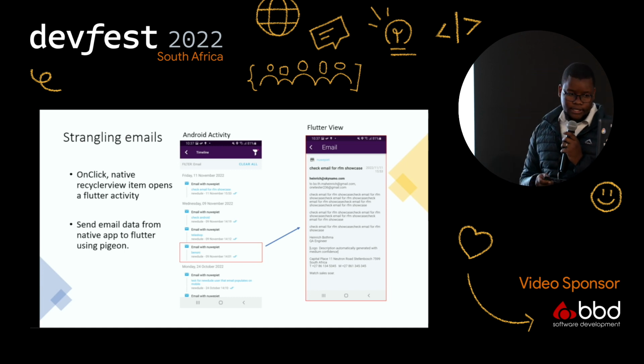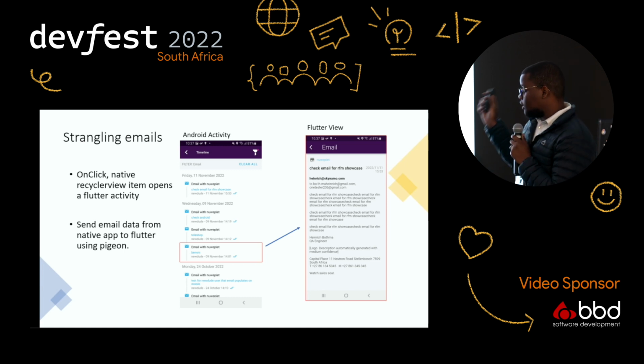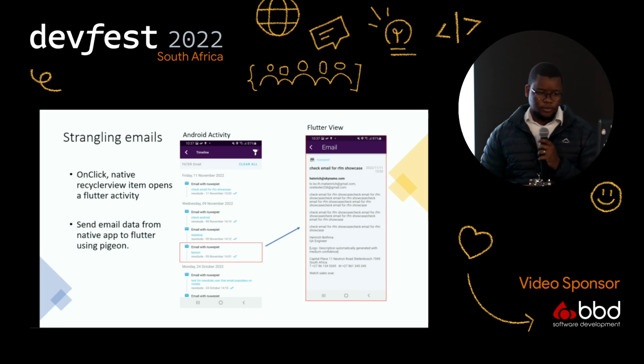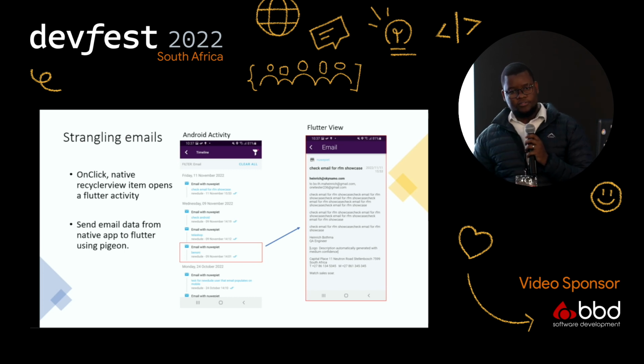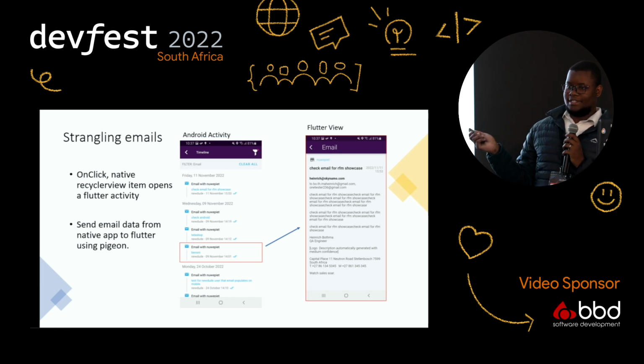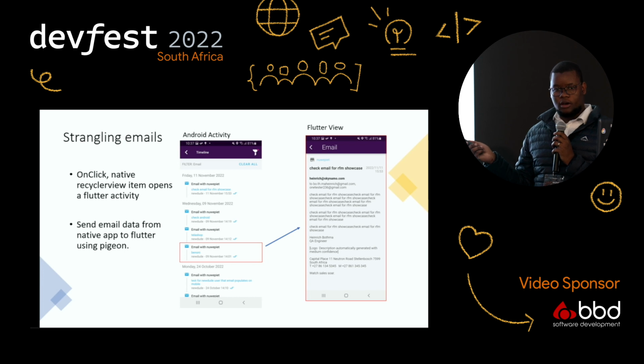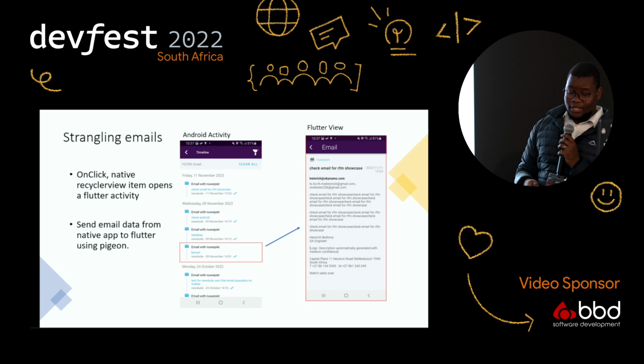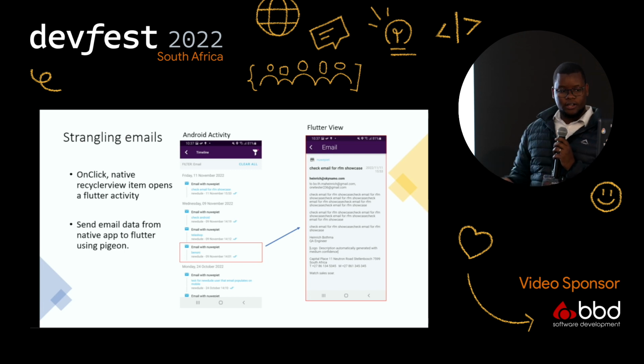So how this works is, on click of an item in a recycler view, we're going to open up a new Flutter activity. And that Flutter activity will receive the data from native and then show it in Flutter. This was our first attempt at proving our concept, and it was simple enough, and I hope it will be easy enough for you to follow along.